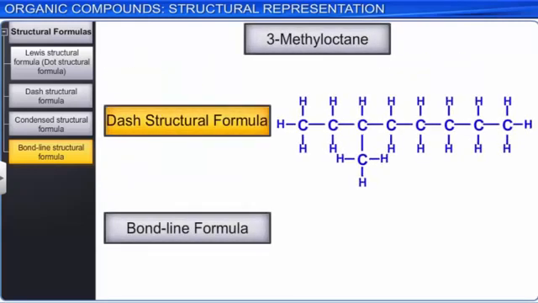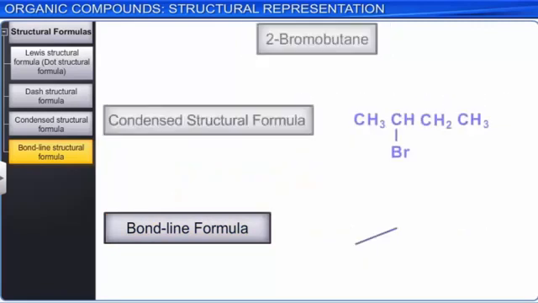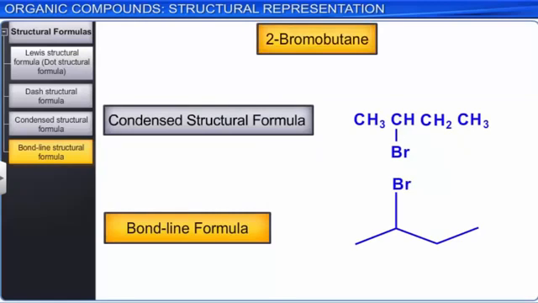Let's consider the dash structural formula of 3-methyl octane. Now, let us represent the bond line structural formula for this as shown here. Here is the condensed structural formula and the bond line structure formula for 2-bromobutane.